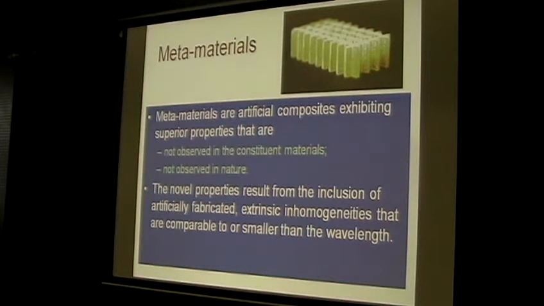And so if you look at how they are defined, metamaterials are basically artificial composites. Composites because they are typically multi-component. Okay, artificial composites exhibiting interesting properties, superior in some cases, which are not observed in the individual components. So we have to make a structure and mix different components because we can achieve them. And these, in fact, are coming from the inclusion.